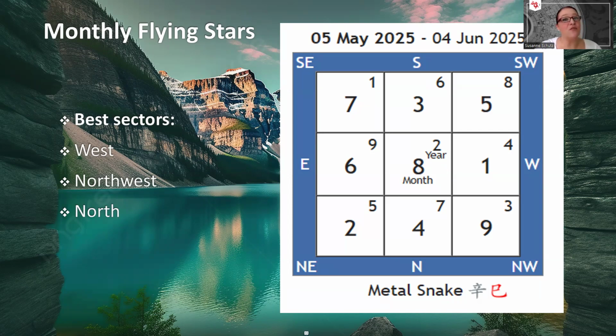Today we're going to look at the month of May, the metal snake month, Xin Si month, from a flying stars perspective to see what sort of monthly influences we can expect in our home and office and how we can best make use of them.